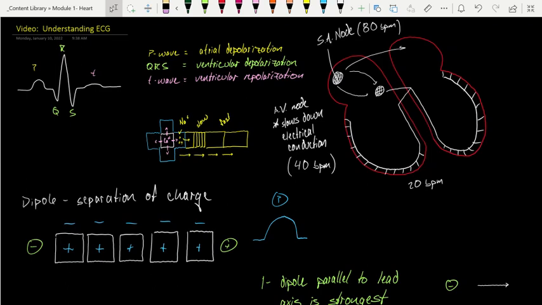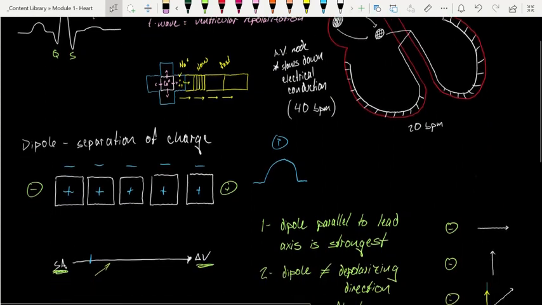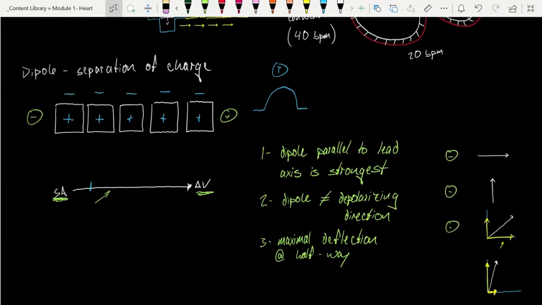The machine sees all of that conduction pathway by identifying dipoles, which is just a separation of charge. And the rules of reading dipoles were as follows. The dipole parallel to the lead axis is the strongest. The dipole direction does not equal the depolarizing direction. It might, but it might not. And then maximal deflection occurs halfway between the beginning and the end of the journey.